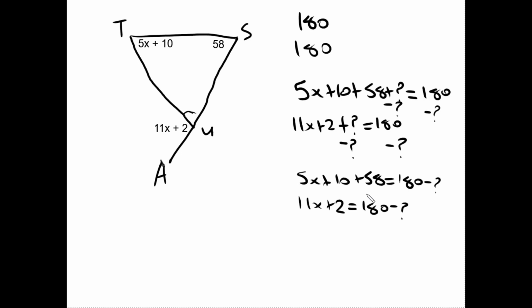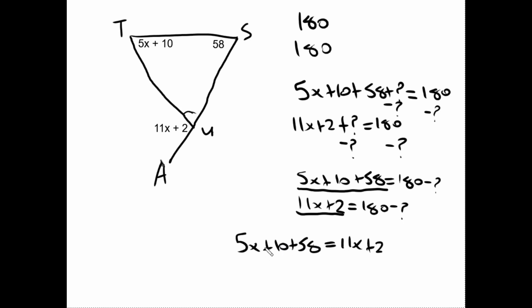So you may be wondering, what does this mean? You just subtracted from both sides. This means that since both of these equations equal the same thing, 180 degrees minus question mark, these are equal. So 5x plus 10 plus 58 equals 11x plus 2.